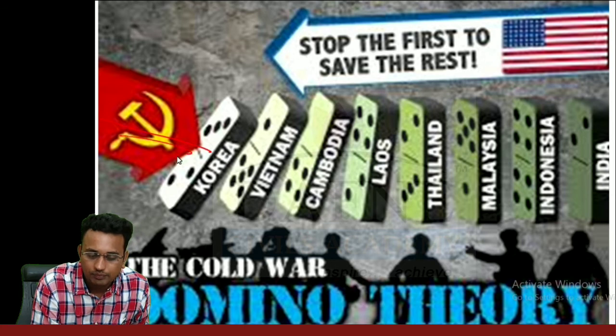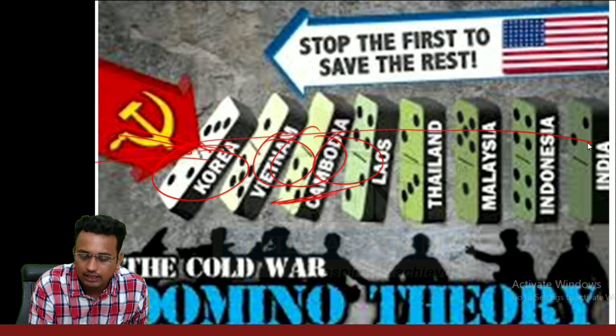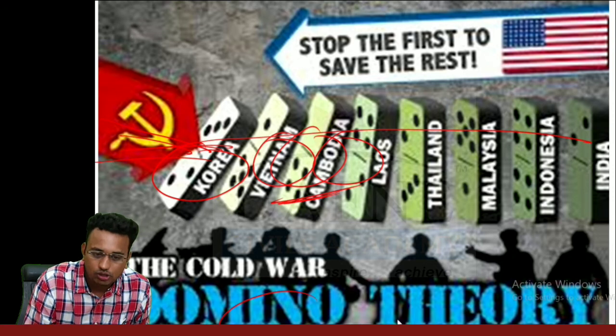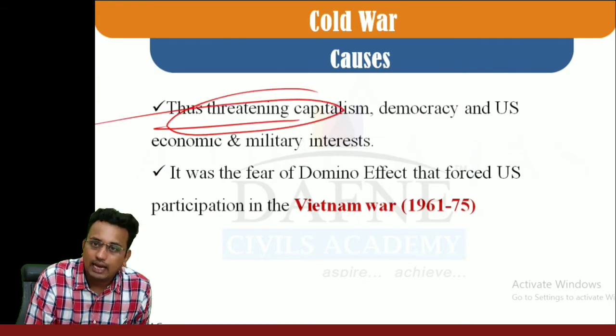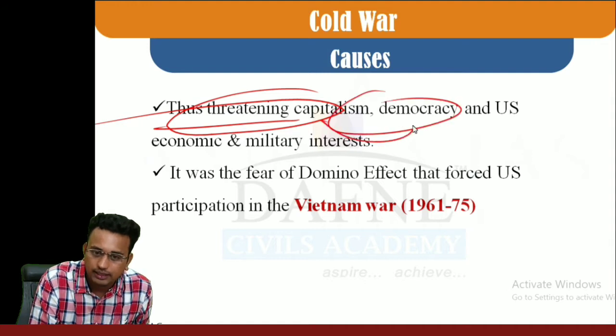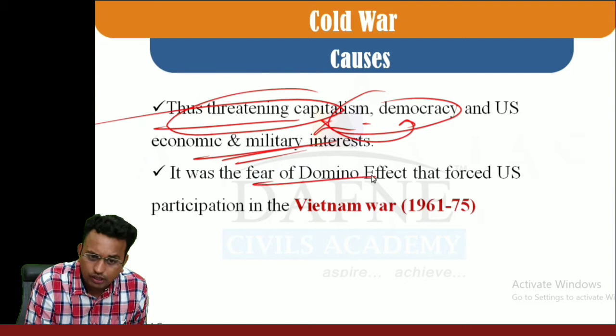USSR attacking Korea. All these are communist: Korea, Vietnam, Cambodia, Laos, Indochina. Once one country falls, automatically all the other countries would face this. This is called the domino theory, thus threatening capitalism and democracy. They are both one, and US interests too. So it was this fear of the domino effect.